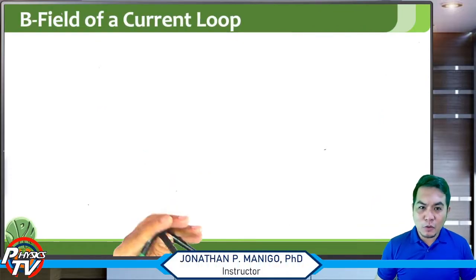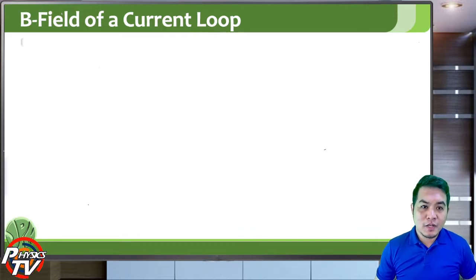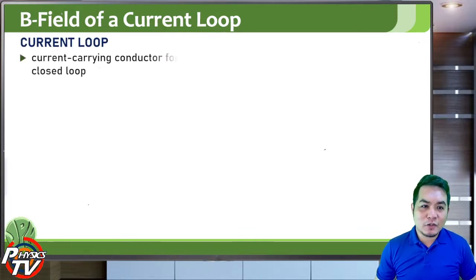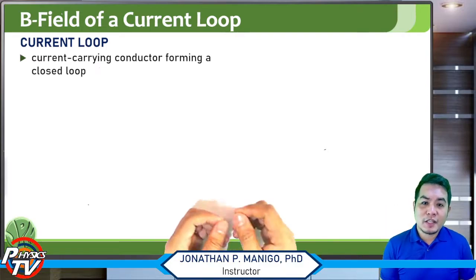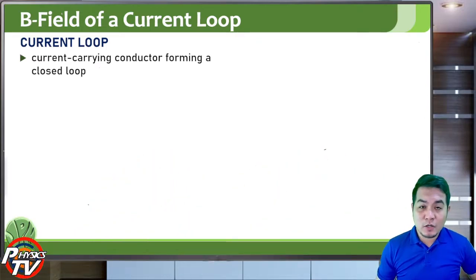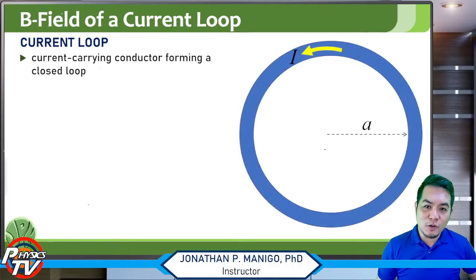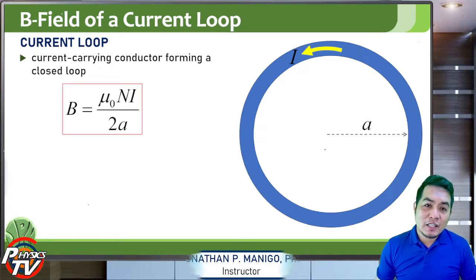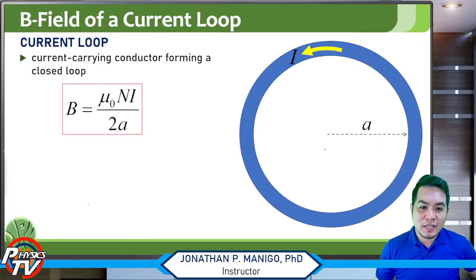Okay, let's now go to the last source of magnetic field, a current loop. Basically, if you have a current loop, it's just a current carrying conductor, say a current carrying wire, and it's now forming a closed loop, a closed figure. So if you now have a circular loop carrying a current I with radius A, from the law of Biot-Savart, you can get the magnetic field of a circular current loop.